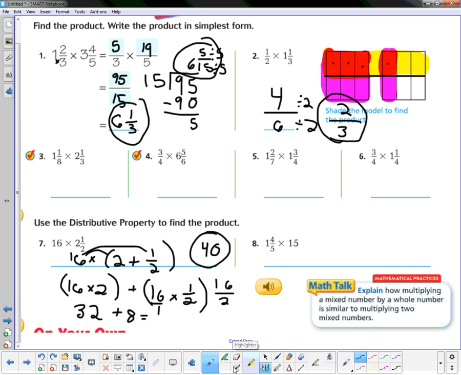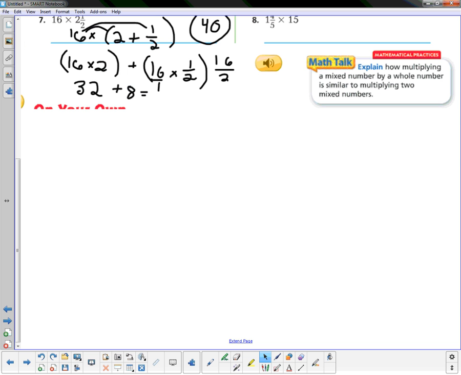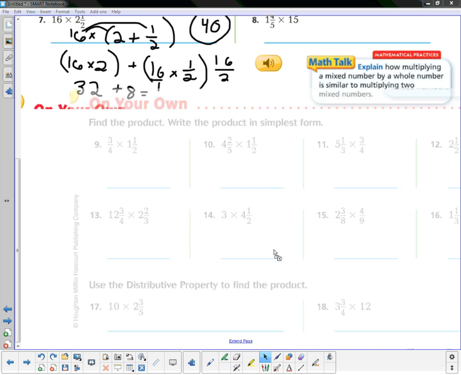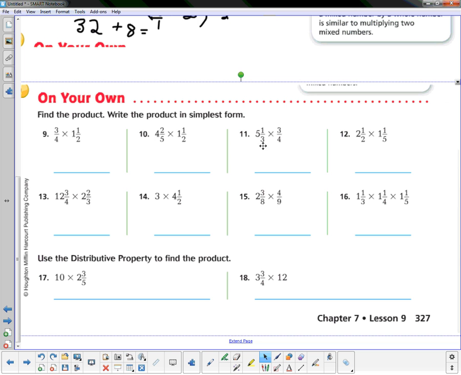If you feel like you understand this and you just want to get going, remember anytime you can keep going. But down here I want you to choose 4 problems from 9 through 16. You get to choose, and I want you to choose 1 distributive property to do. So 4 from up here, 1 from down here.